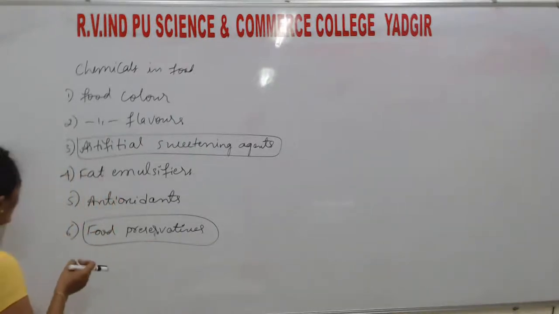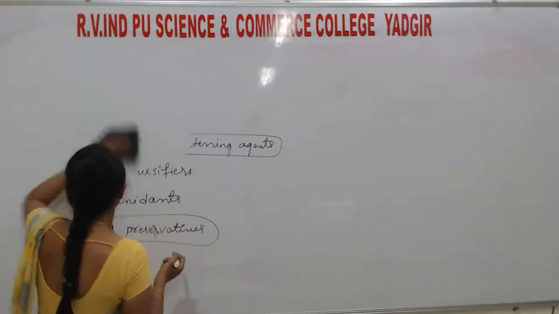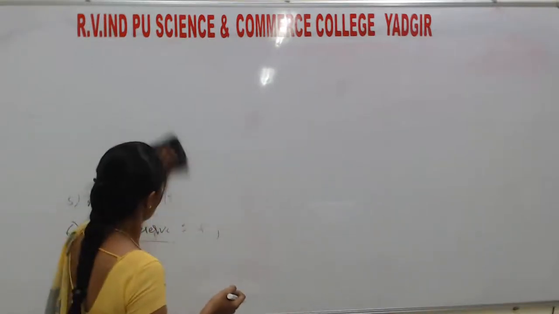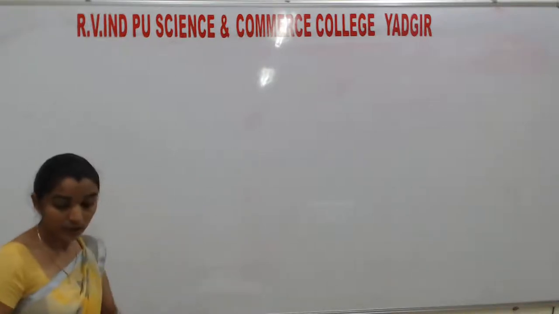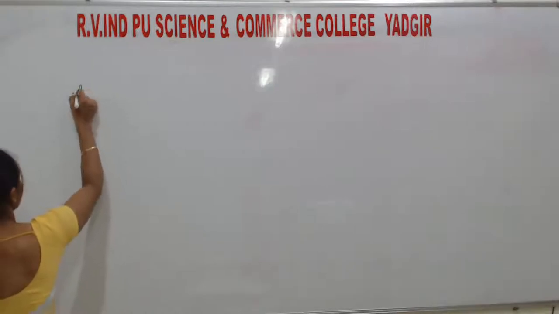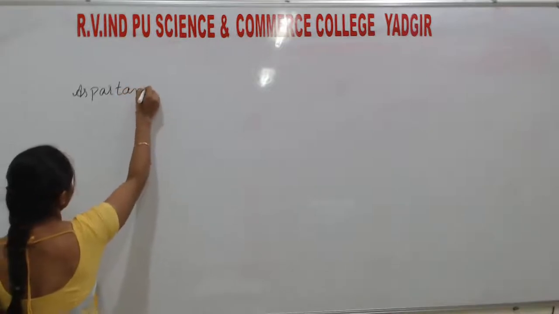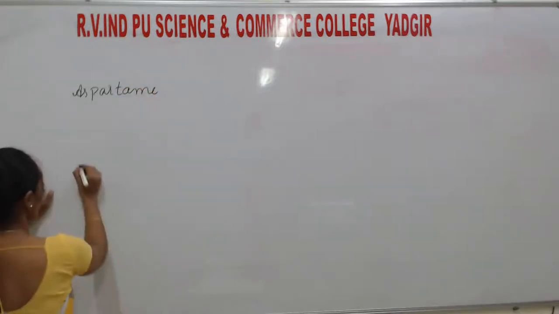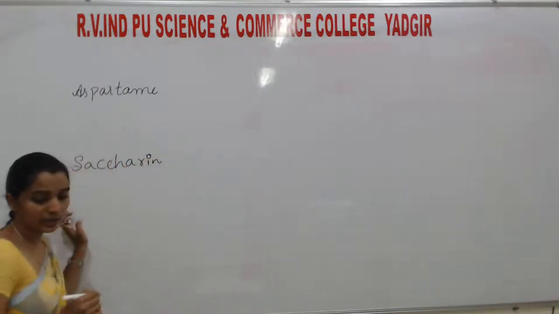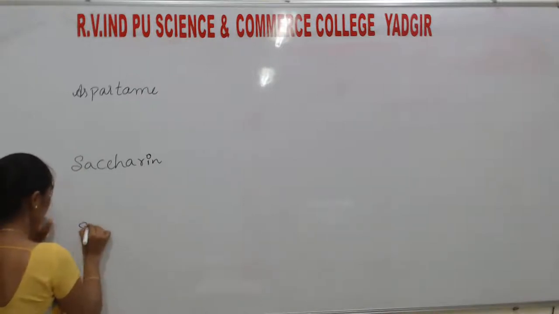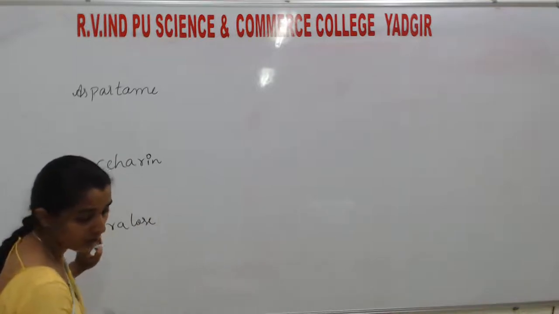Students, first we will discuss artificial sweetening agents, which replace sucrose or any sugar. In that, the first one is aspartame. The next one is saccharin, which is very commonly used. Next, sucralose.